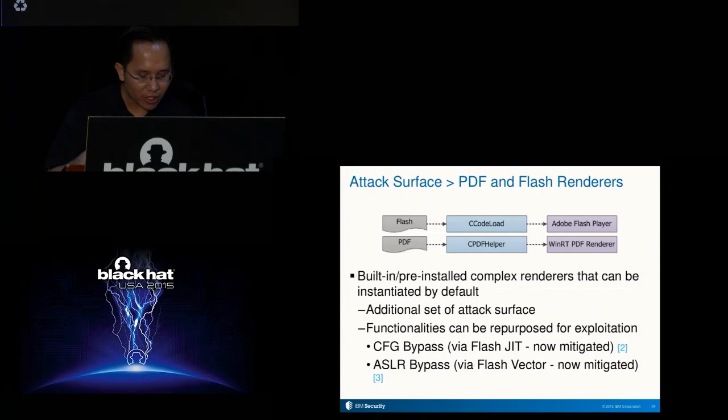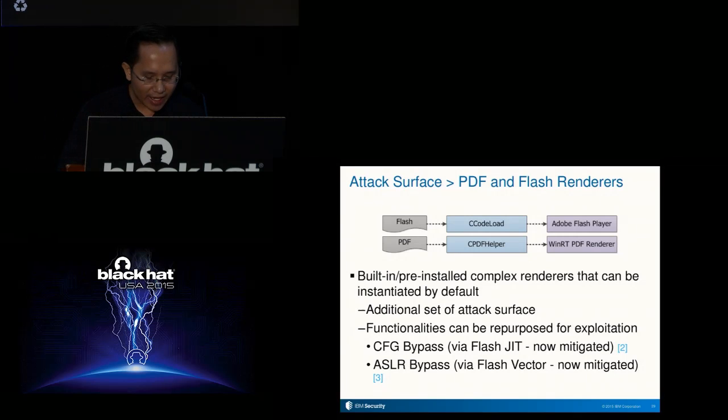complex renderers have another set of attack surface and vulnerabilities that attackers can leverage, and two, their functionalities can be repurposed to bypass exploit mitigation. An example is when FlashJIT generated code was leveraged to bypass control flow guard. And another example is when exploits use the well-known Flash vector object corruption technique to bypass ASLR.